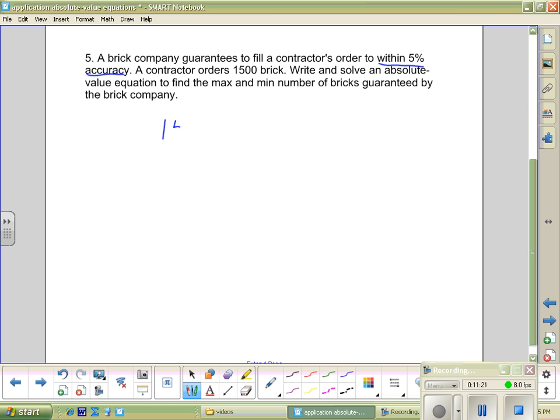So remember, if you have 1,500 bricks and you want 10% of that, we move the decimal once, so 10% is 150. But we need to be within 5% accuracy, so let's cut that in half. 5% then would be 75 bricks. So we have to be within 75 bricks.